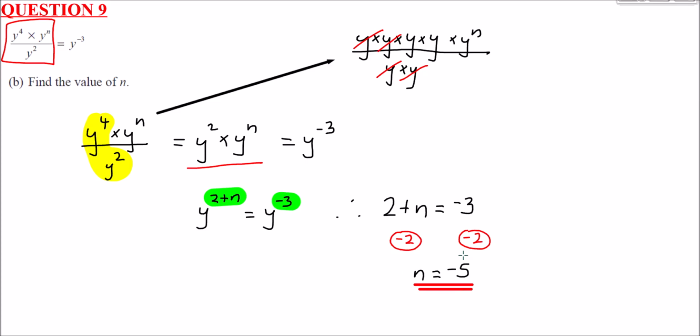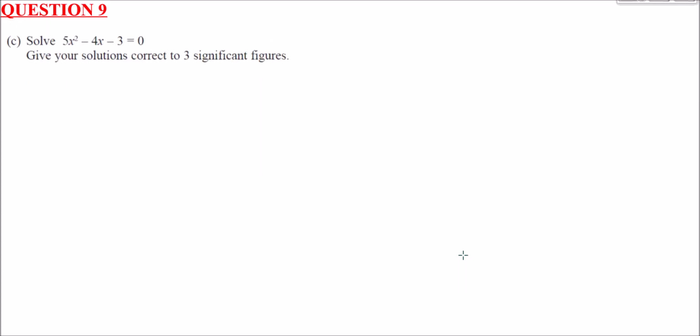Let's finally have a look at part C. So part C tells us to solve this quadratic, which is equal to 0 on the other side, give your answers correct to 3 significant figures. The fact that the question says give your answers correct to 3 significant figures is a massive hint that this won't factorise nicely. So what we're going to try to do here is remember the quadratic formula, and the quadratic formula is, of course, this.